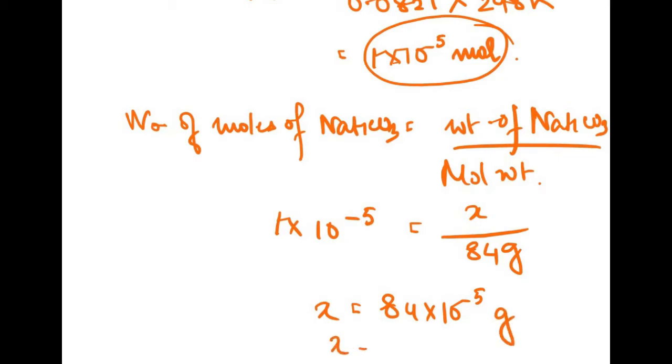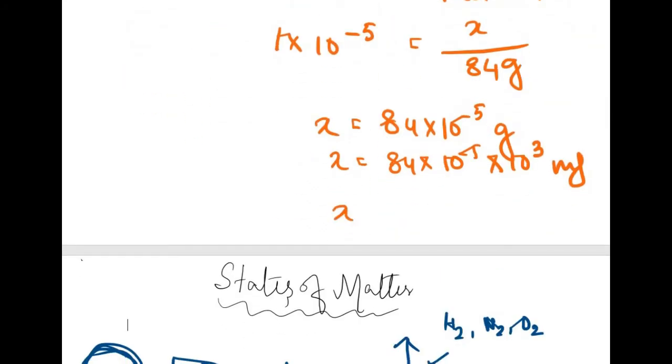Now we need to convert it into milligram because the given sample was in milligram, right? So how do we convert it? Into 10 cube. So this should come out to be 84 into 10 to the power minus 2 milligrams. So we can write it as 0.84 milligram.